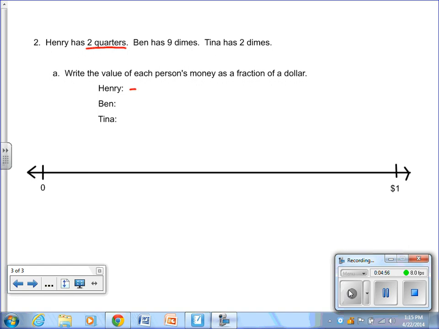So fourths would be my unit. Now, out of 4 quarters that are in a dollar, how many does Henry have? That's right, Henry has 2.